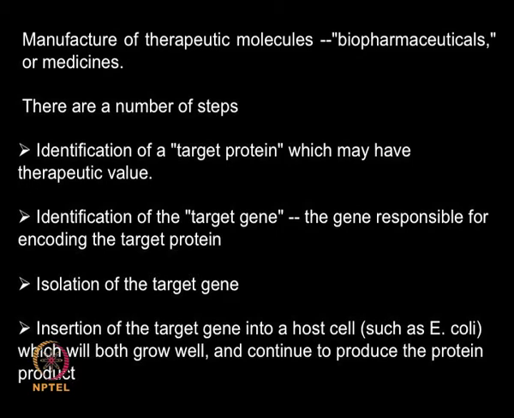So you decide that you want to make this protein in excess, you identify what gene makes that protein, take that gene, and put it in E. coli, that's a host cell. So when it grows, the protein is produced in excess.